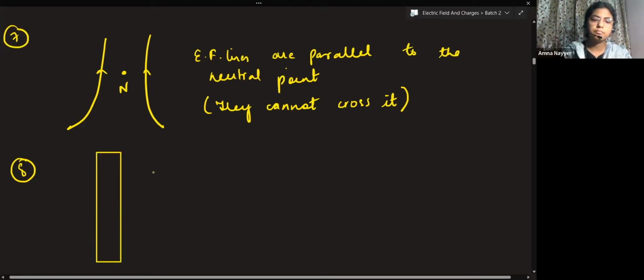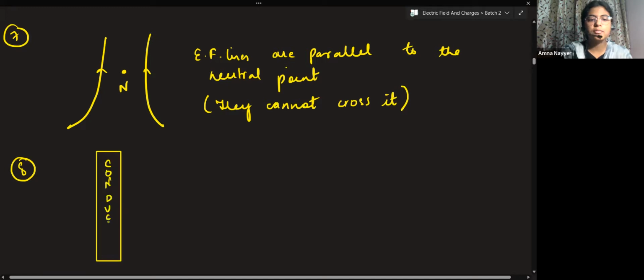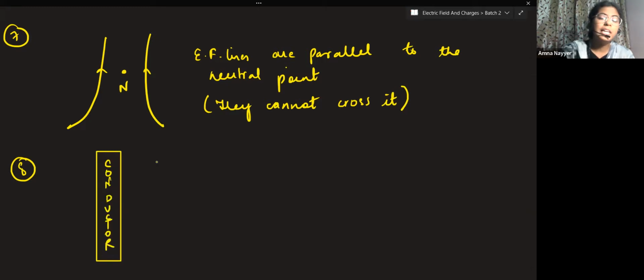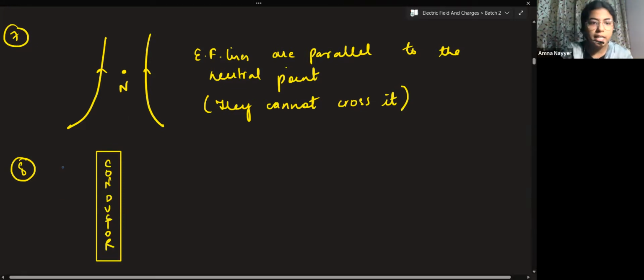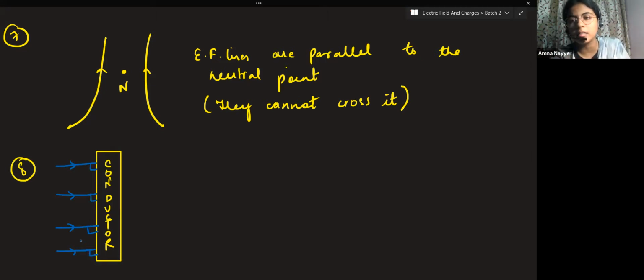So if you have a conductor with you, electric field lines, remember, they cannot go through the conductor, means they cannot penetrate the conductor. Electric field lines will stay perpendicular on the surface of the conductor. That's why in the case when we were discussing the sphere, the electric field came out to be 0 inside the conductor, because electric field lines are not able to move inside it.